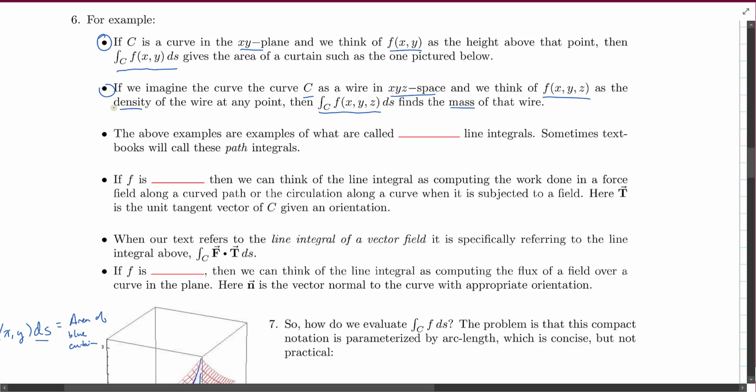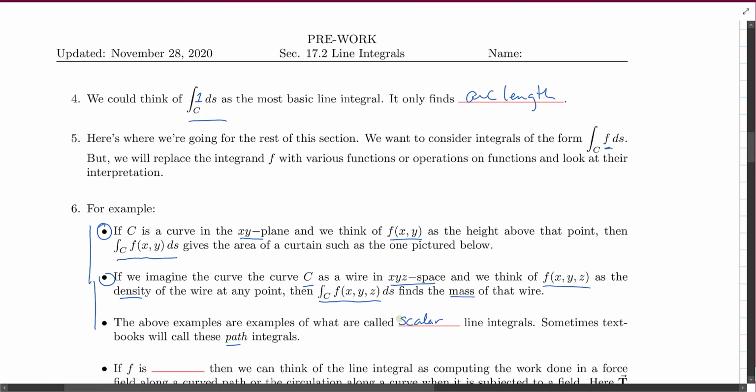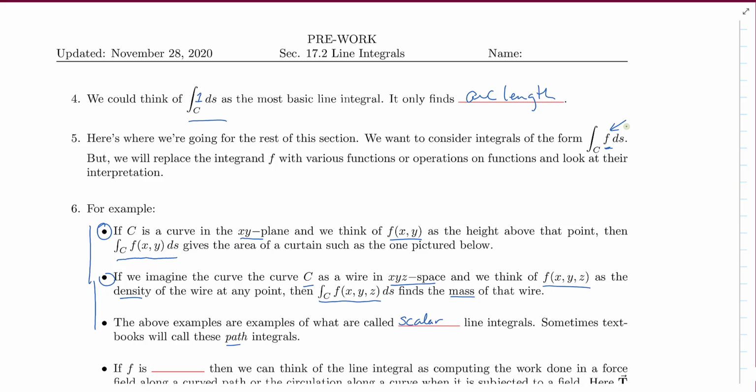These two interpretations are kind of familiar to us calc students, and the book is going to call these, and we'll call these, scalar line integrals. Other books will sometimes call these specific ones path integrals, and so I just thought I'd point that out to you. So these two types of integrals, where we're thinking of this function right here as initially just being some scalar valued function, have the most immediately recognizable applications.